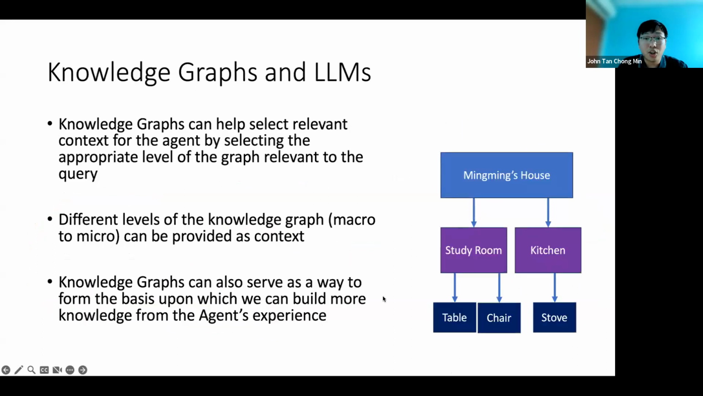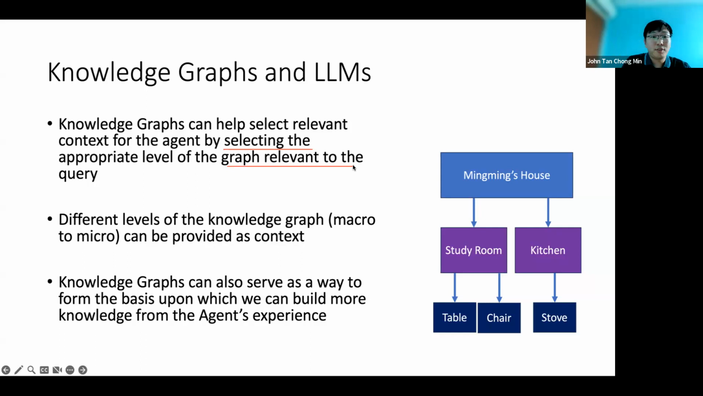Okay, the next thing is knowledge graphs. Knowledge graphs can actually be useful for memory as well. I think this is something that needs to be explored more. You can select the right level of the graph relevant to the query. I always believe you think in multiple levels of abstraction.